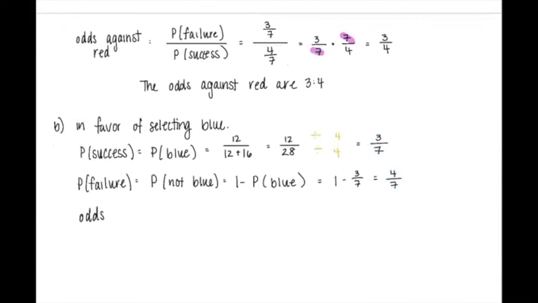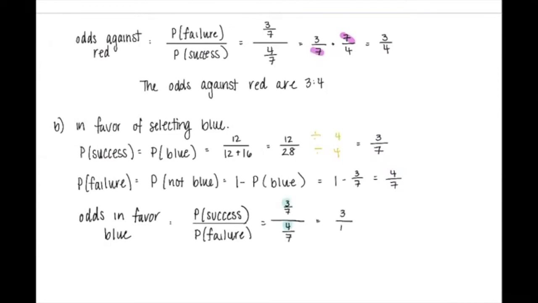So the odds in favor of blue are going to be probability of success over the probability of failure. So that's 3 over 7 divided by 4 over 7, which is really exactly what we did last time. Again, the denominators cancel, so this becomes 3 over 4. So the odds in favor of blue are 3 to 4.